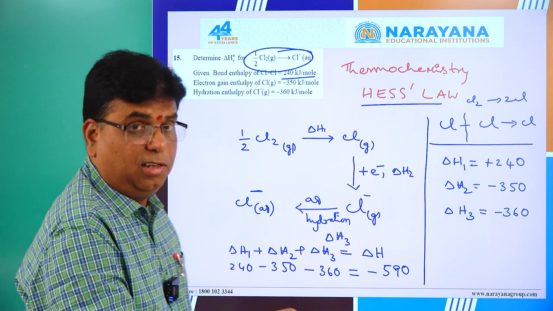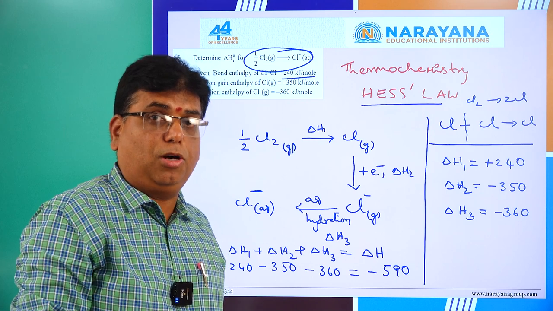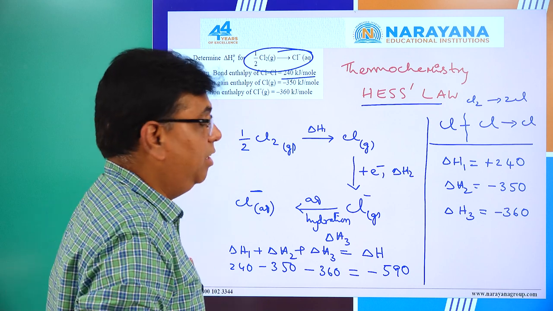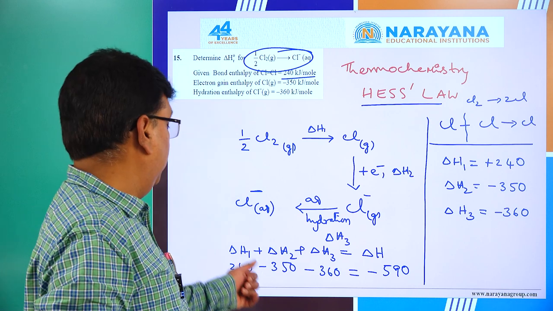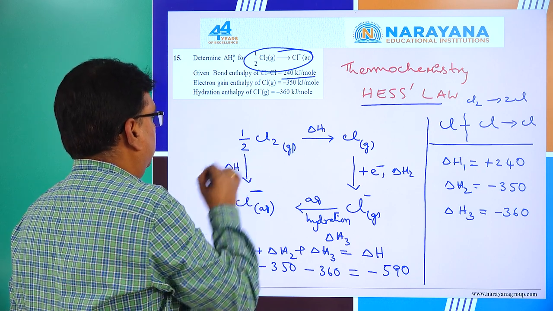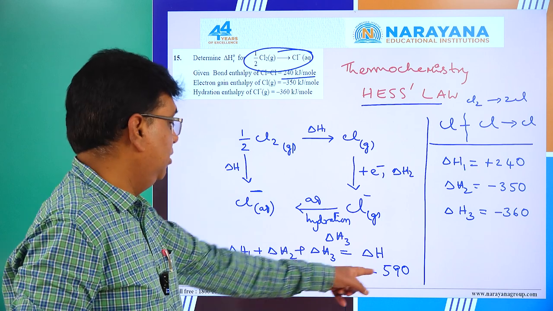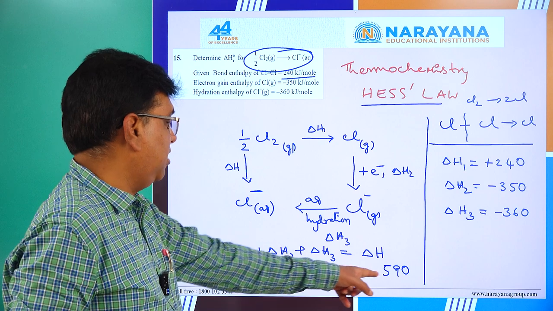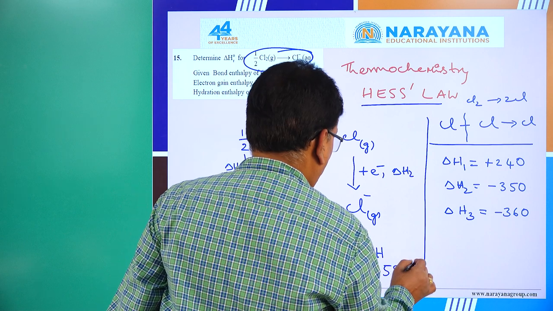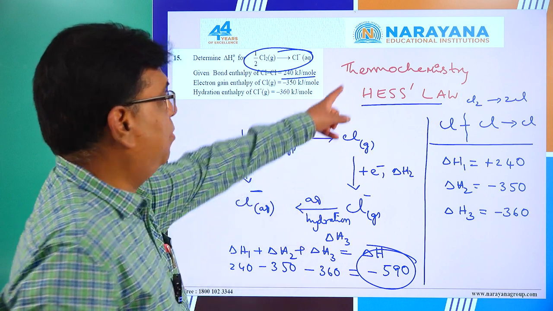This is what Hess's law says. The net enthalpy change in the overall reaction is equal to the sum of the energy changes that take place in each step of the reaction. Overall enthalpy change, this is delta H. Delta H is equal to delta H1 plus delta H2 plus delta H3. 240 minus 350 minus 360. What you will get is 590 kilojoule per mole. So your answer is this. Okay? Next. This is thermochemistry, Hess's law.